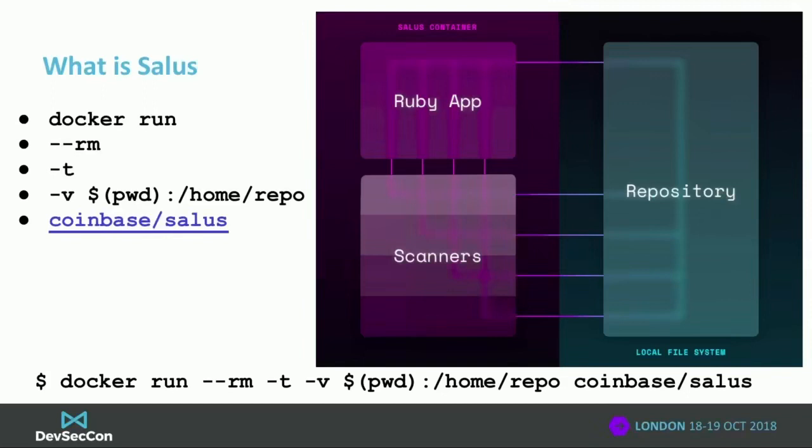I'll run through this command, because that basically explains how everything works. Docker run, that's your one dependency; you will need Docker. --rm, because this container is irrelevant after it runs, so you can delete it. -t, so that you attach your terminal and can see the output. This -v is important: it volumes in the current directory, presumably the directory you want to scan. And home/repo is just a magic path; that's where Salus expects to see the source code it's going to scan. Then it executes the entry point in the Docker file, which kicks off the Salus Ruby application.